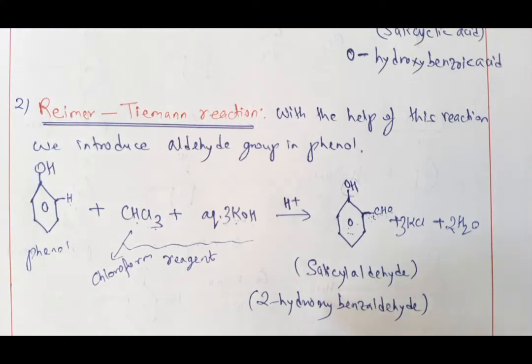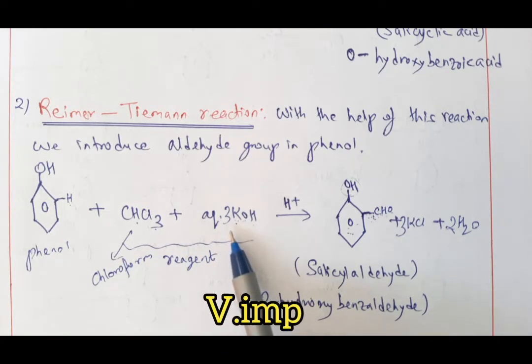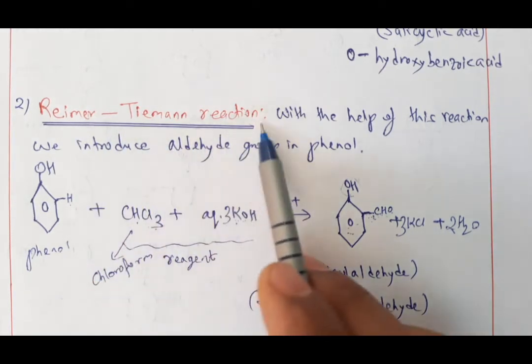Which reaction introduces the aldehyde group in phenol? The answer is the Reimer-Tiemann reaction. What is the reagent of the Reimer-Tiemann reaction? Chloroform and aqueous KOH. When phenol reacts with chloroform and aqueous KOH, what is the name of this reaction? The answer is the Reimer-Tiemann reaction.